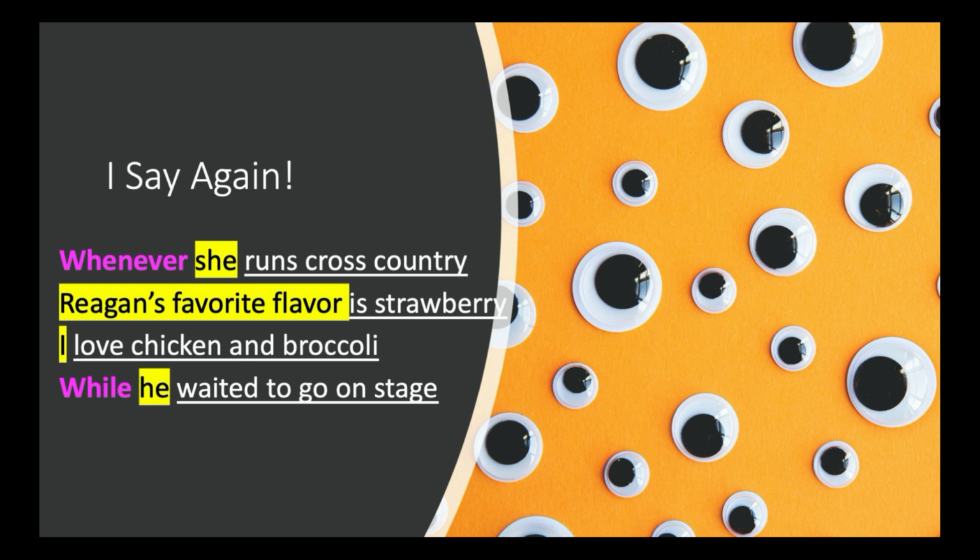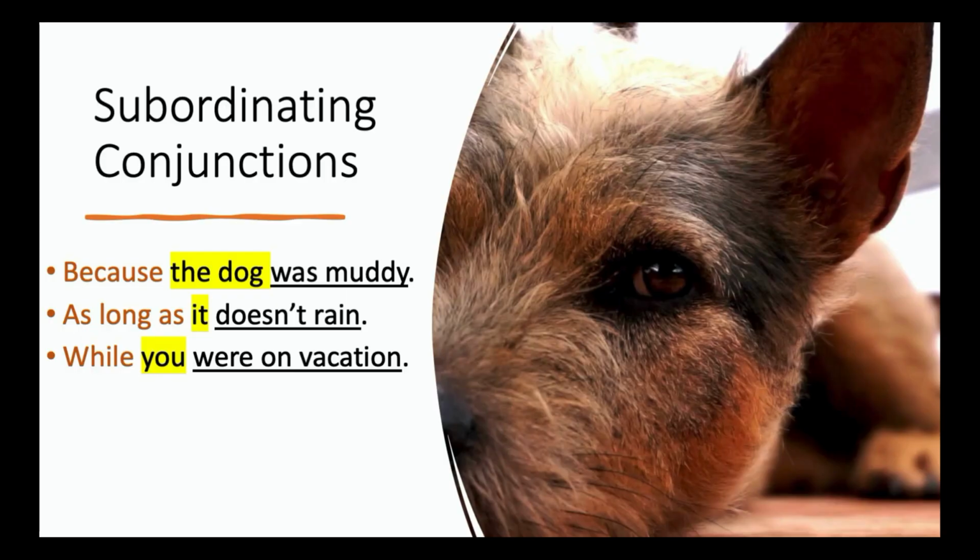that modifies something else. We can still clearly identify a subject and a predicate in these clauses, but we see that the subordinating words at the beginning of each of these clauses make it impossible for them to each stand alone as true sentences. Because the dog was muddy, what happened? As long as it doesn't rain, what will happen? While you were on vacation, what happened?